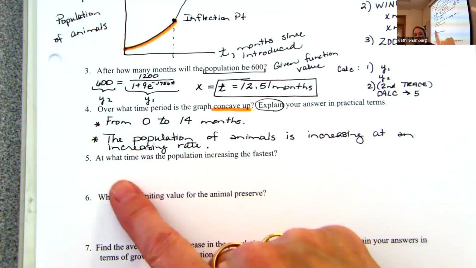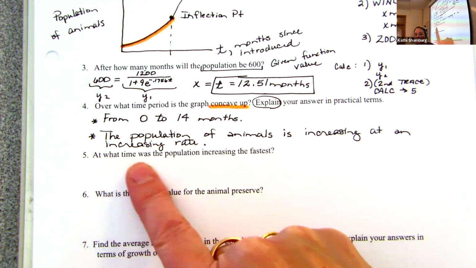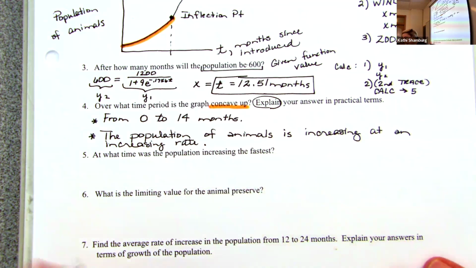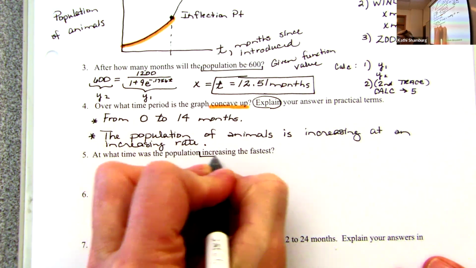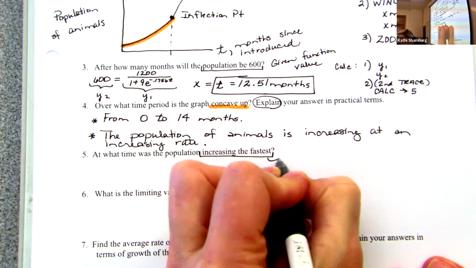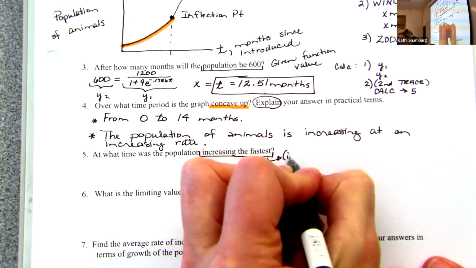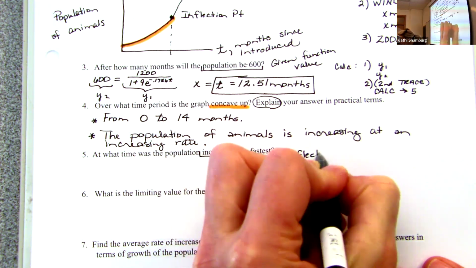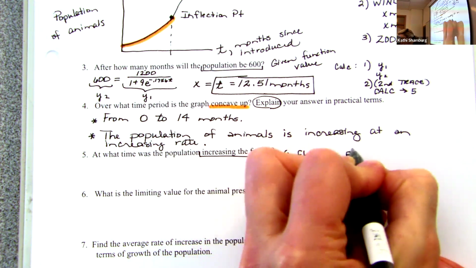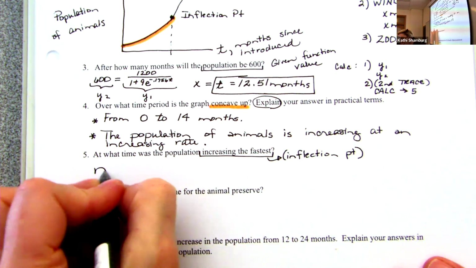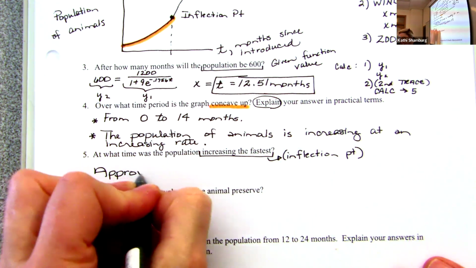Okay, so that fits into question 5. At what time was the population increasing the fastest? So this is basically asking you, where is the inflection point? And we said what, approximately 14 months?